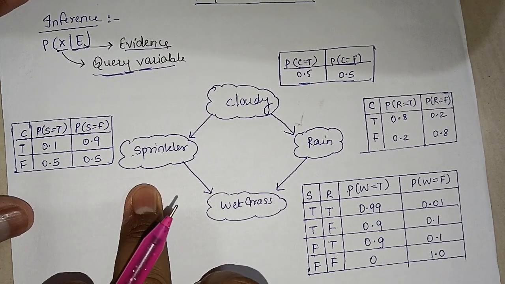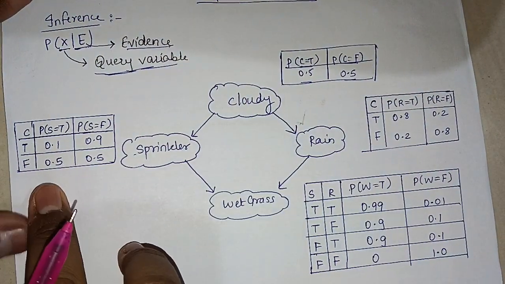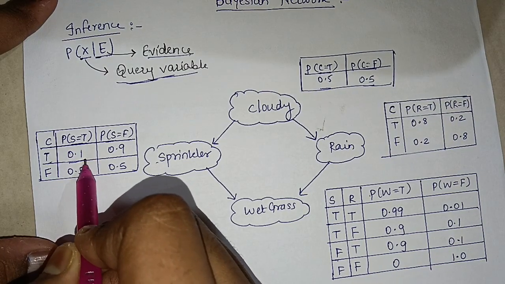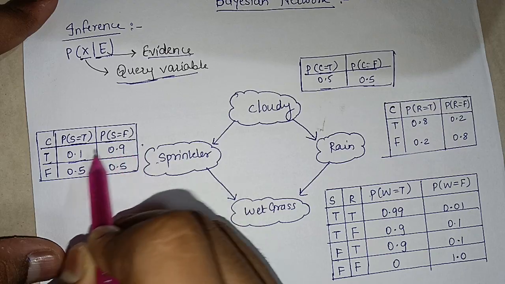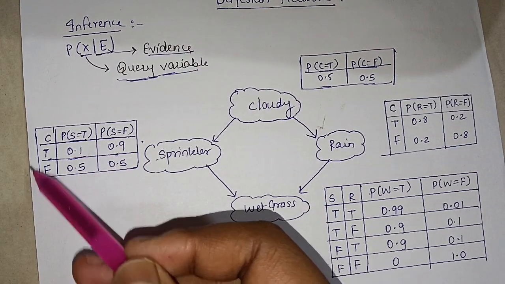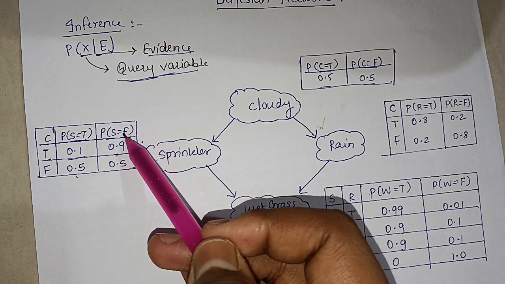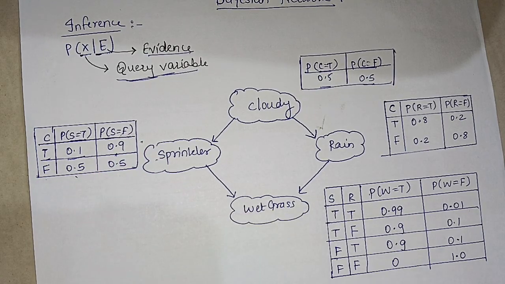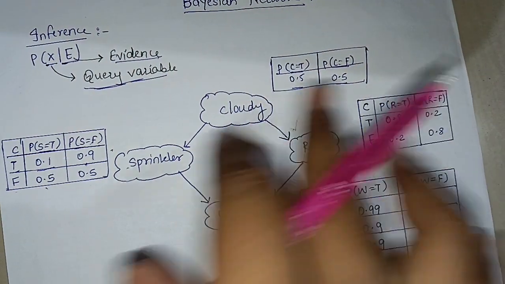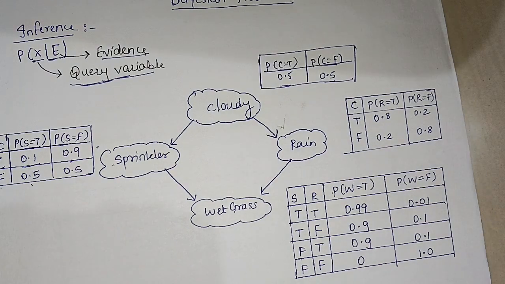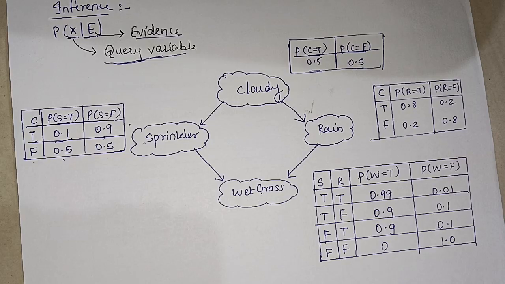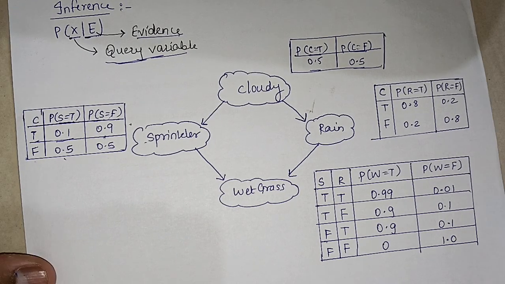Now sprinkler is dependent on cloudy, and this table indicates sprinkler is true when cloudy is true is 0.1, sprinkler is false when cloudy is true 0.9. Same as sprinkler is true when cloudy is false 0.5 and sprinkler is false when cloudy is false 0.5. These are not the total probabilities. We have to find the total probabilities like this for sprinkler, rain and wet grass. Then only we can solve further questions. So I am showing you how to find the total probabilities.